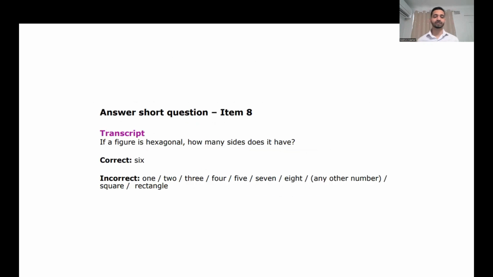Because if a figure is hexagonal, how many sides does it have? It has 6 sides. Hexagonal is 6. It has 6 sides, that shape. So this is also a very technical question. You can come across technical questions.